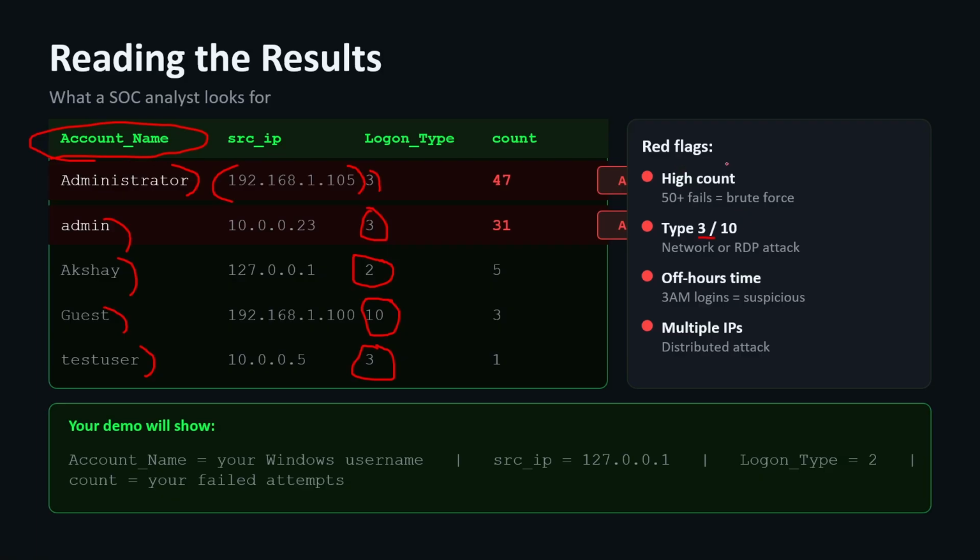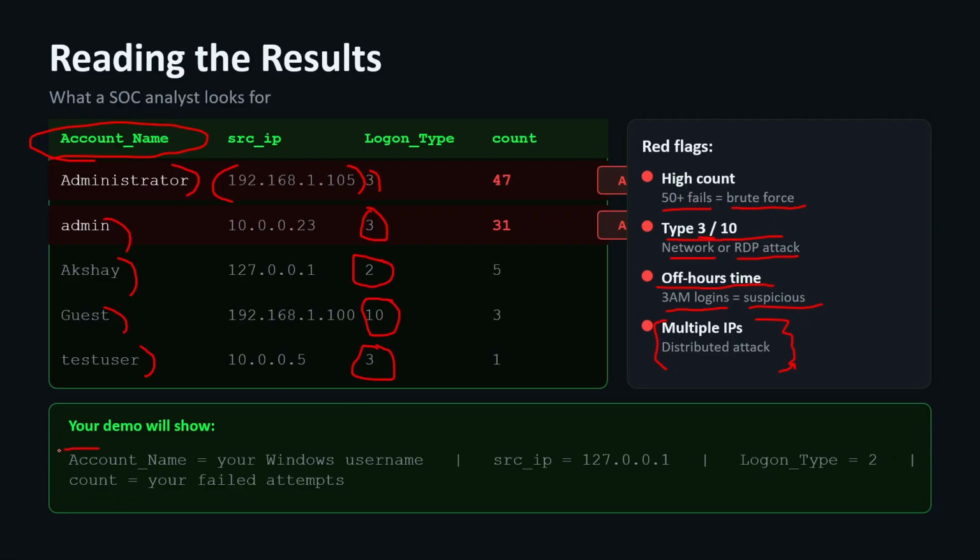So we have some red flags in this case. You can see 50 plus failed logon attempts pretty much means that it may be a brute force attack. If the logon type is type 3 or 10, it may be network. If it is type 3, or if it is type 10, it may be RDP attacks. Off-hours time, like if somebody logs into the computer at 3 a.m., seems suspicious because this is outside of office time. With multiple IPs, like a distributed attack, you will be able to see multiple IPs. So yeah, that's pretty much about it.